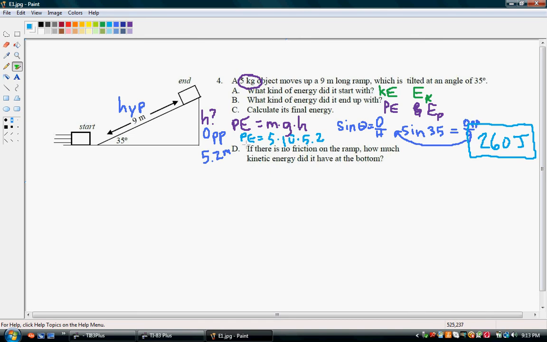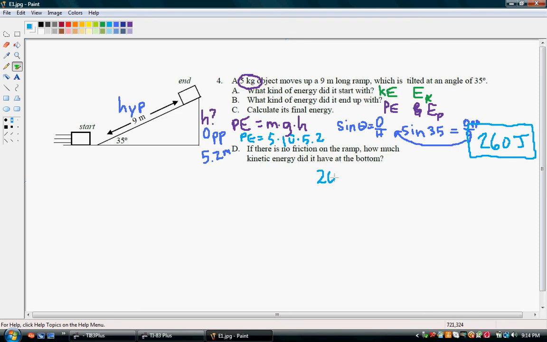Alright, 4D. If there is no friction on the ramp, how much kinetic energy did it have at the bottom? Well, if we have no friction, that means that there's no negative work to be done on this system, and we're not losing any energy. So the energy we have at the top would be the same amount of energy we would have at the bottom, just instead of potential, it'll be kinetic.